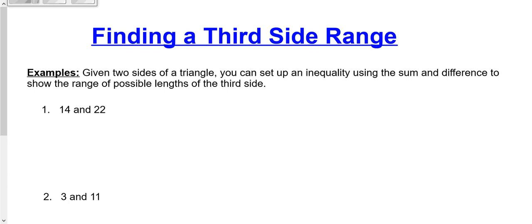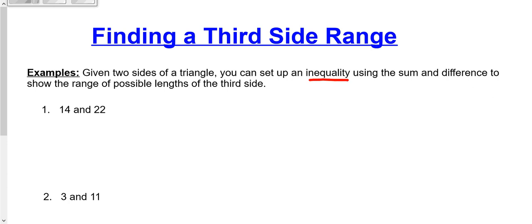So we're going to look at two sides that are given, and we're going to find out what the different lengths could be on the third side, such that if you add 14 and 22, it's always going to be larger than that third side. So how you do it is like this. First of all, it's not a difficult thing. Now, you have to write this as an inequality when you finish.